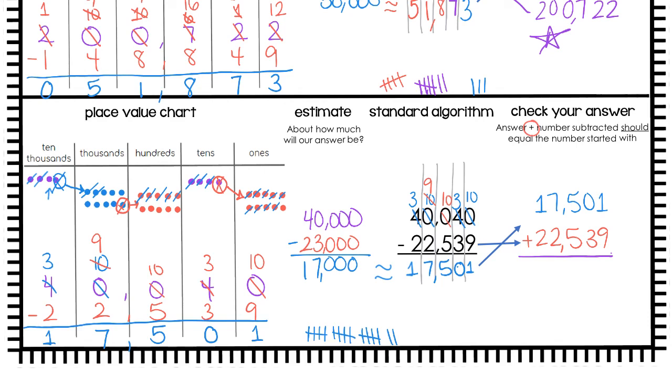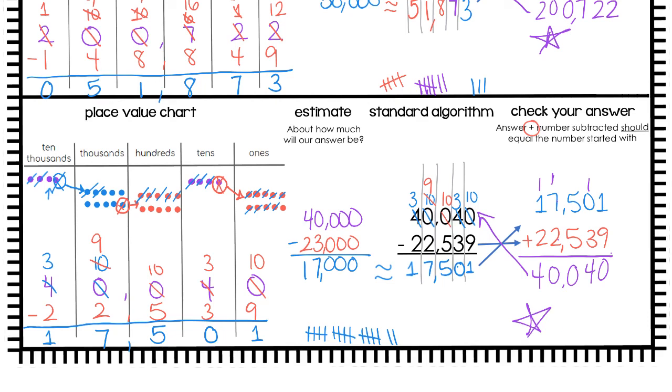1 plus 9, 10. 1 plus 3, 4. 5 plus 5, 10. 1 plus 7 is 8, plus 2 more, 10. 1 plus 1 plus 2, 4. That is the number that we started with.